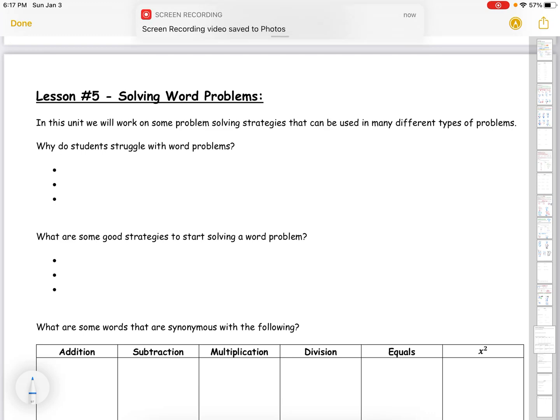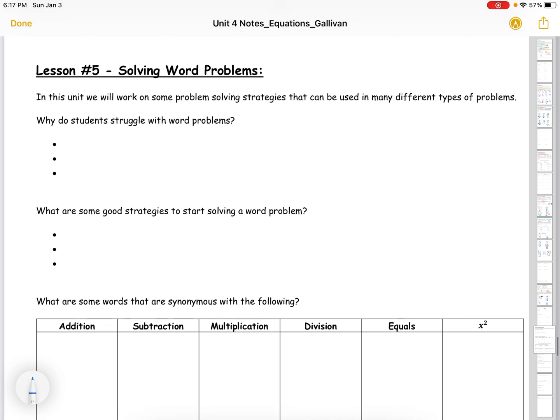Okay, so lesson 5, solving word problems. This is our last lesson in this unit. And for some of us, the issues with word problems are actually probably going to be about language. So we're going to do our best. And my focus is always on skills in this course. But it is important for us to be able to translate the English language into mathematical language.